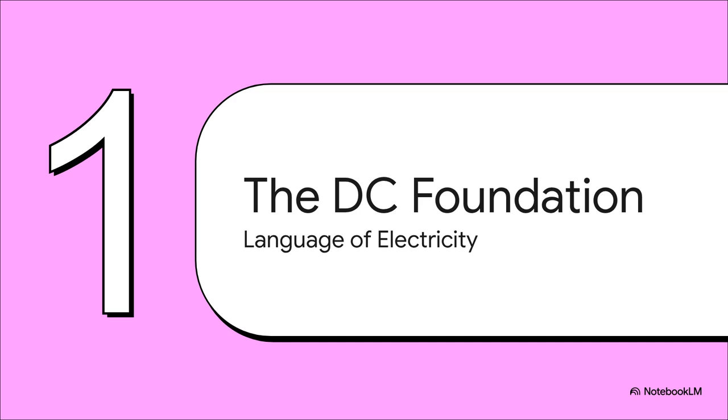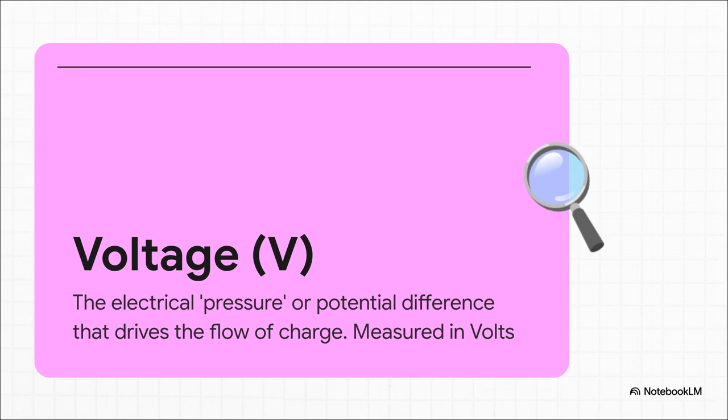To really get a grip on how any of this works, we have to start at square one. We need to learn the basic language of electricity, the fundamental concepts that describe every single circuit. First up is voltage. Honestly, the easiest way to think about it is as electrical pressure. Just like water pressure in a hose, voltage is the force, that oomph, that's pushing electric charge and getting it to move. No pressure, no flow.